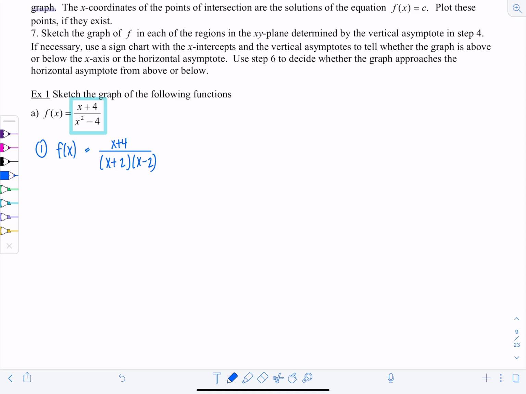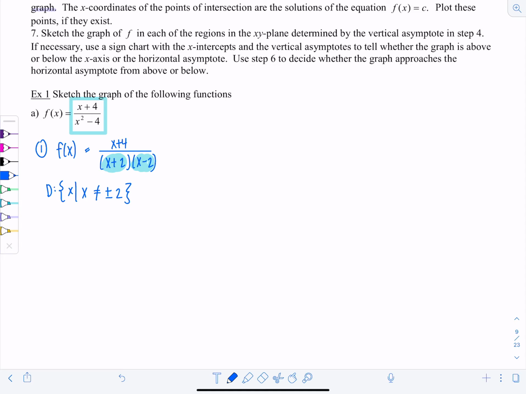So let's list the domain right now. The domain is going to be all x's such that, notice, the denominator would be 0 at 2 or negative 2. So those are our restrictions. x cannot equal plus or minus 2. Good. Now let's move on.